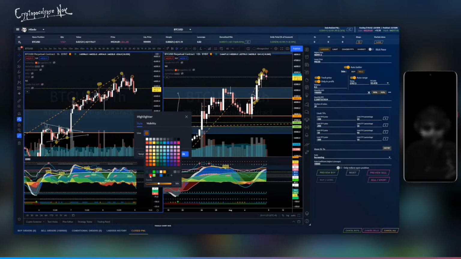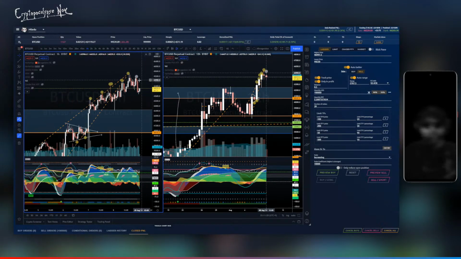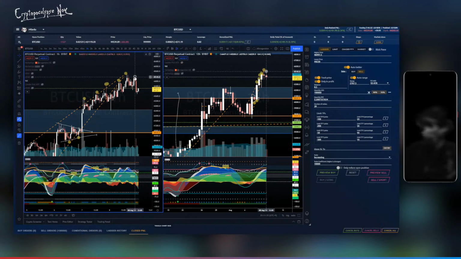I don't know, what color should we have for? Make it red. Make it white, whatever. All right. So now this is the first lower high and a lower low. And the next chapter begins.